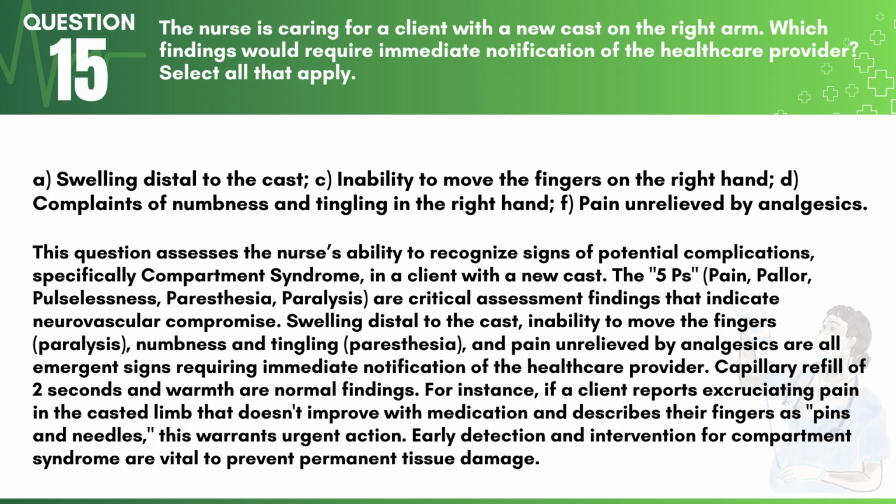Swelling distal to the cast, inability to move the fingers, paralysis, numbness and tingling, paresthesia, and pain unrelieved by analgesics are all emergent signs requiring immediate notification of the healthcare provider. Capillary refill of 2 seconds and warmth are normal findings. For instance, if a client reports excruciating pain in the casted limb that doesn't improve with medication and describes their fingers as pins and needles, this warrants urgent action. Early detection and intervention for compartment syndrome are vital to prevent permanent tissue damage.